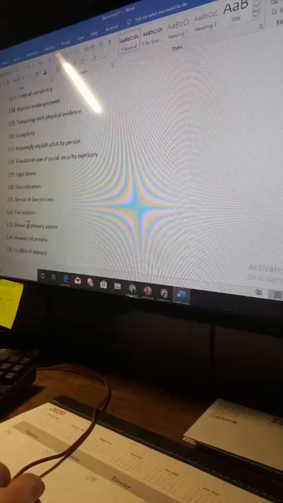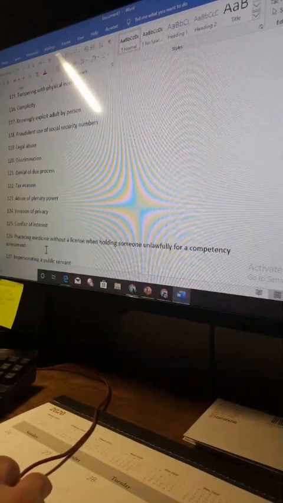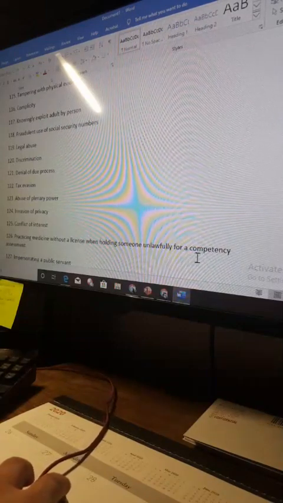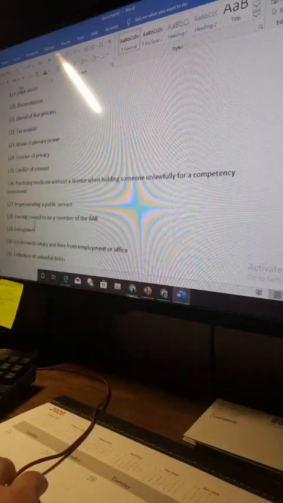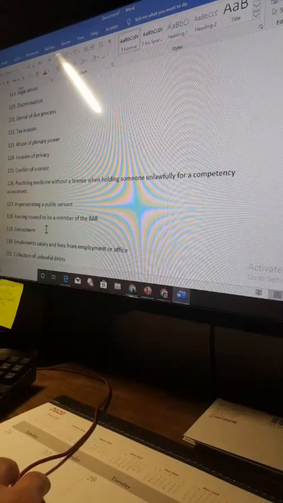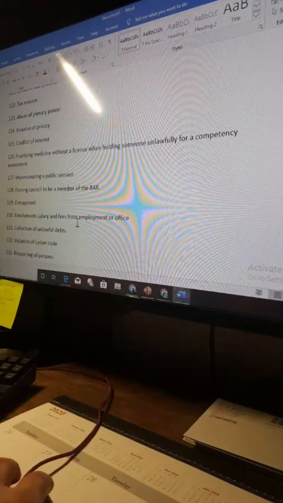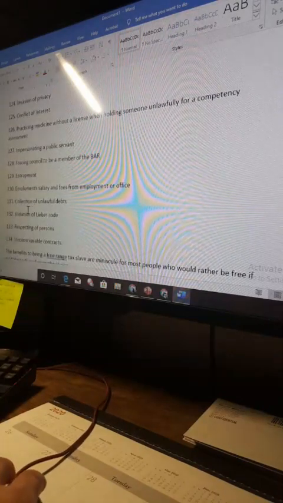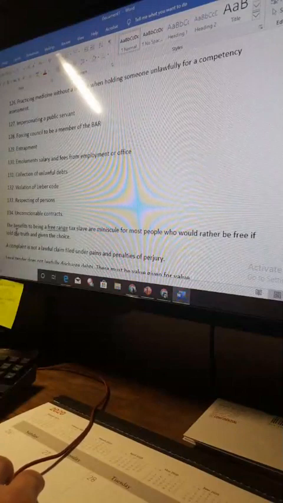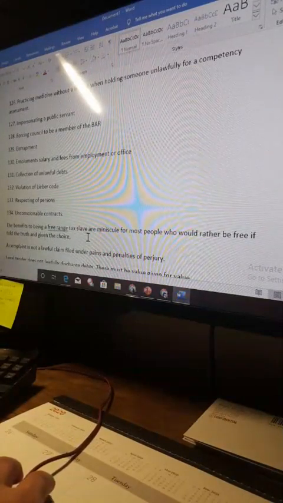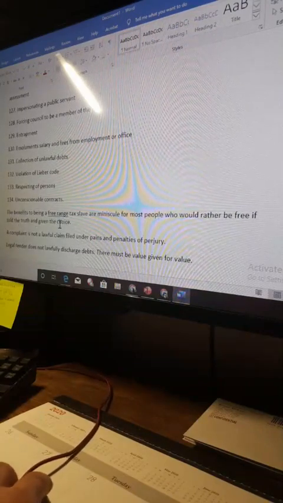discrimination, denial of due process, tax evasion, abuse of plenary powers, invasion of privacy, conflict of interest, practicing medicine without a license when holding someone unlawfully for a competency assessment, impersonating a public servant, forcing counsel to be a member of the bar, entrapment, emoluments, salary, and fees from employment or office, collection of unlawful debts, violations of Libra Code, respecting of persons, unconscionable contracts. The benefits to being a free-range tax slave are minuscule for most people, who would rather be free if told the truth and given the choice.